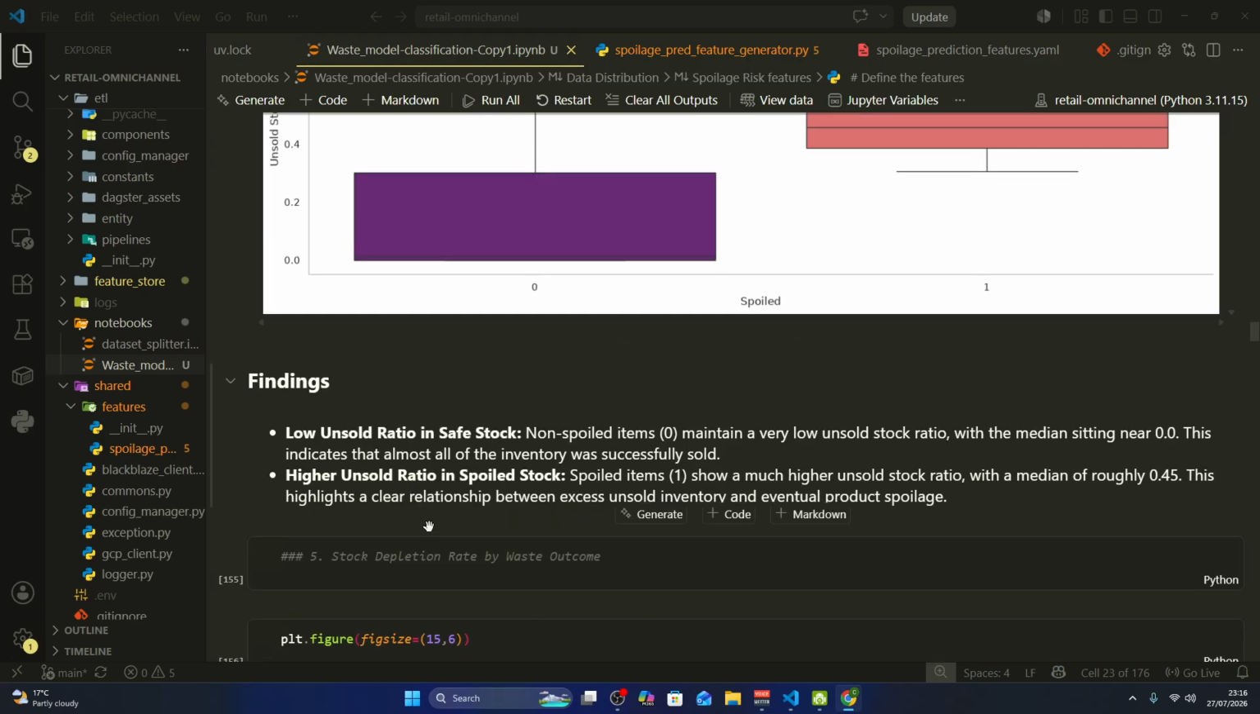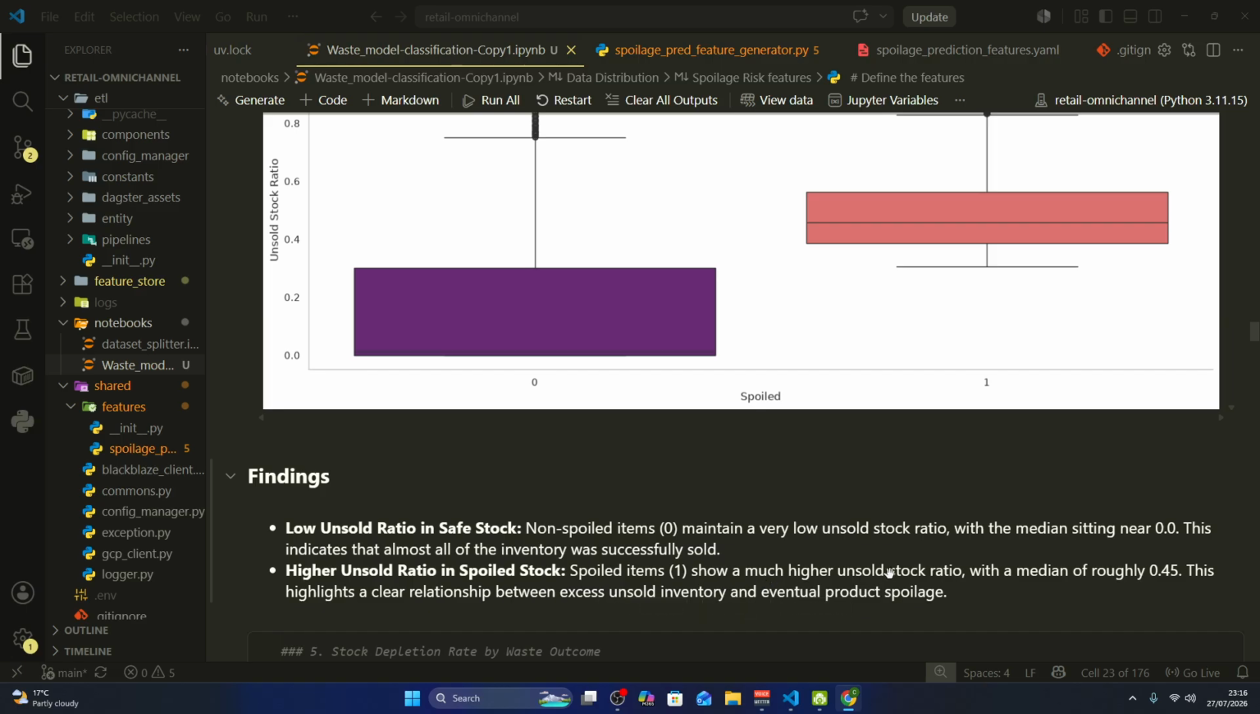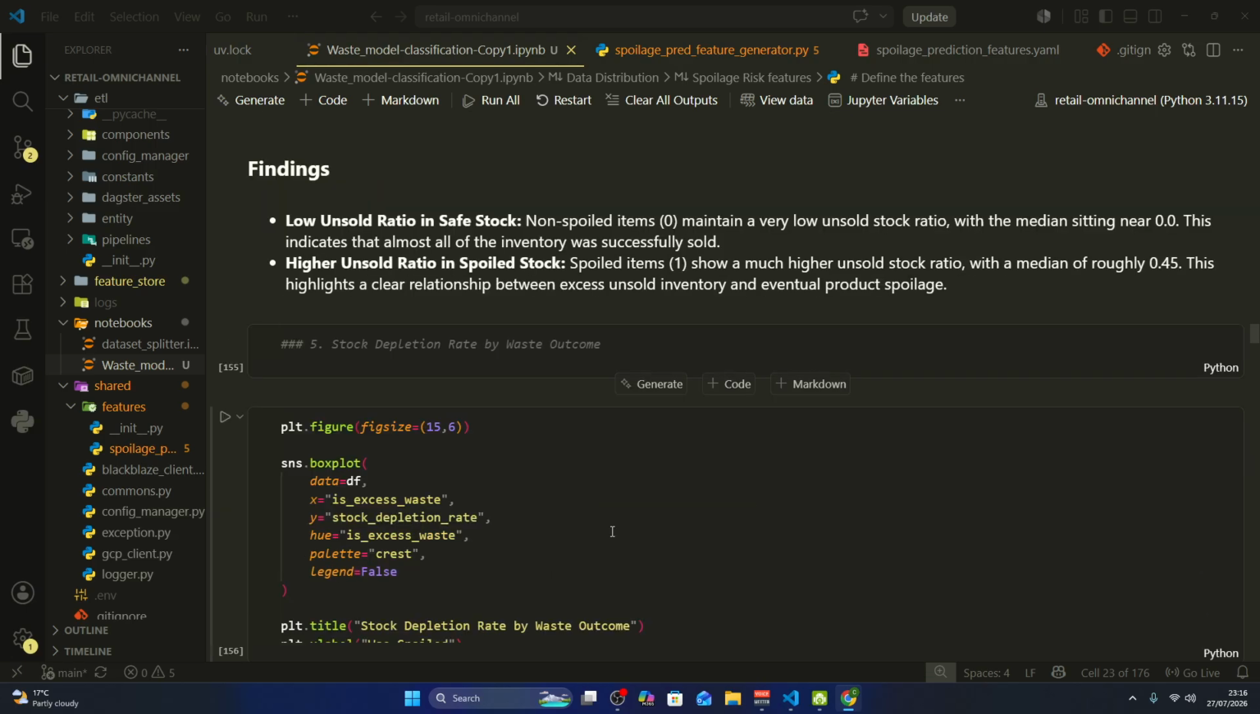Higher unsold ratio in spoiled stock. Spoiled items, this one, show a much higher unsold stock ratio, with a median of roughly 0.45. This highlights a clear relationship between excess unsold inventory and eventual product spoilage. It's just the converse of the other one: if you're not selling this product, then there's a higher chance that it will get spoiled.